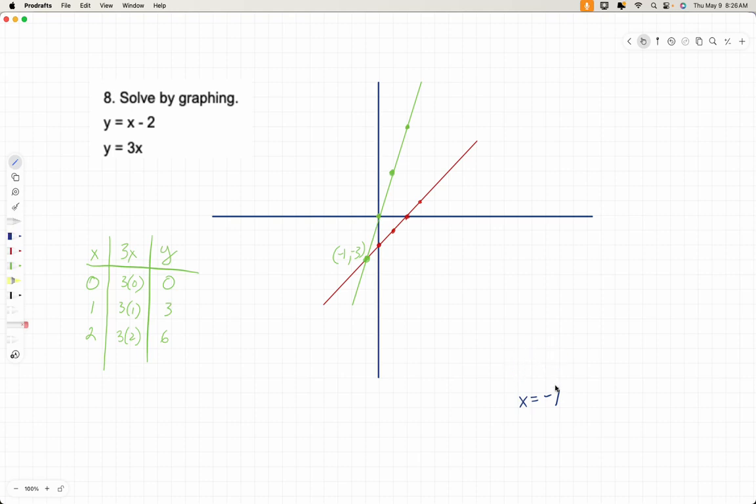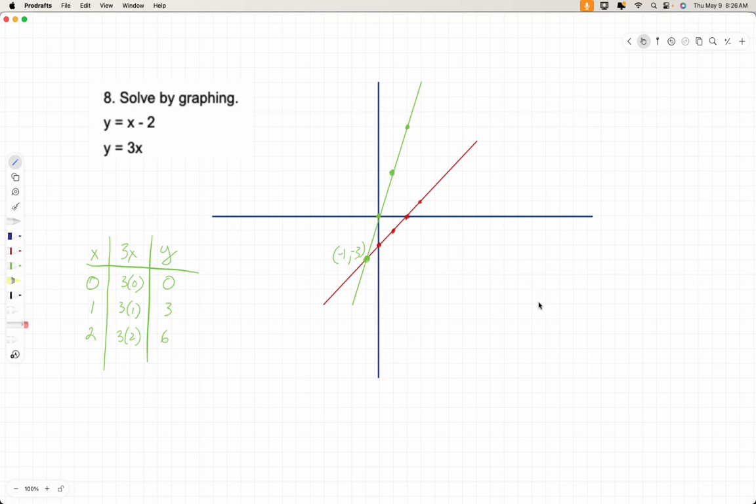Graphing, which, quite honestly, takes longer and it's harder to see. The whole point of learning elimination and substitution first was to show you that that's what we're doing. We're solving for those points.